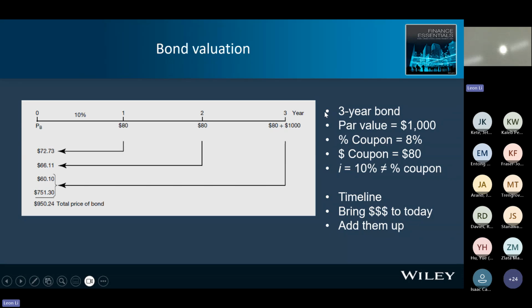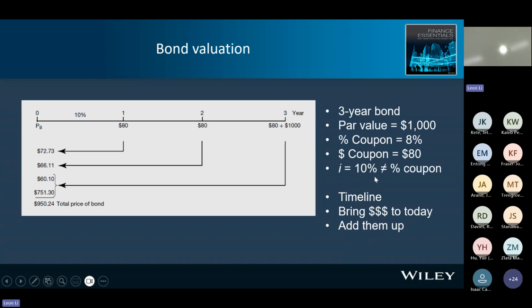So we consider a 3-year bond, par value $1,000, coupon rate 8%. So the dollar coupon will be $80. After we have the information, we draw the timeline. Year 1, 2, 3, a 3-year bond, $80 coupon. Year 2, $80 coupon. Year 3, the maturity date, we have $80 coupon plus the lump sum payment, $1,000. Next, we bring all the cash flow to today. They add up. Our market rate is 10%.